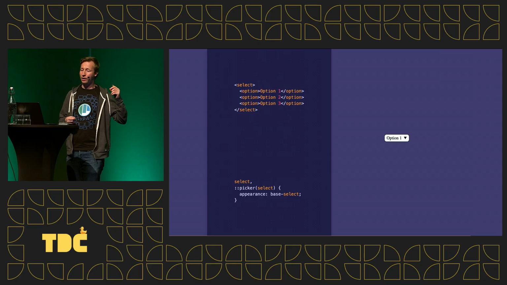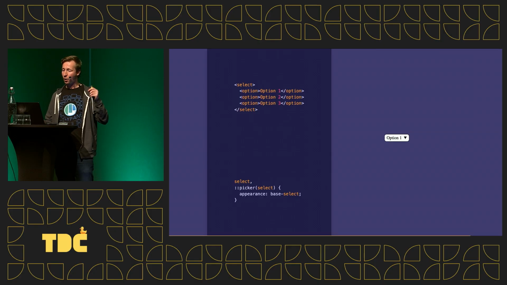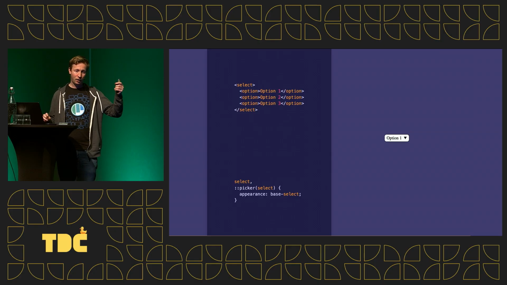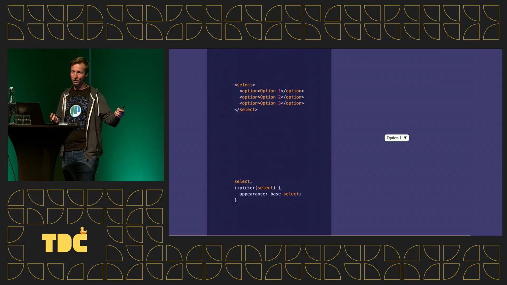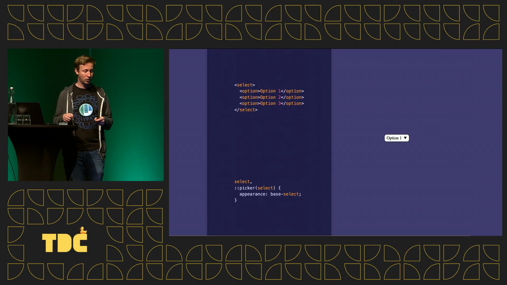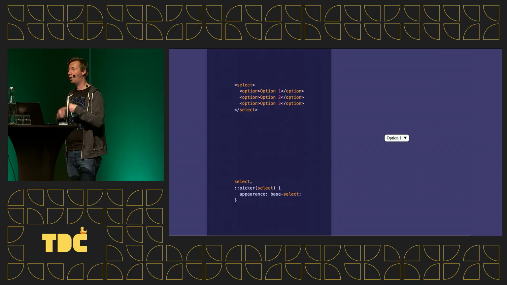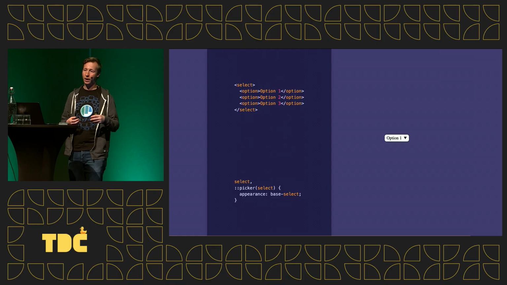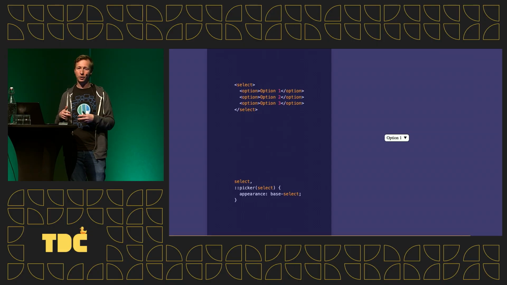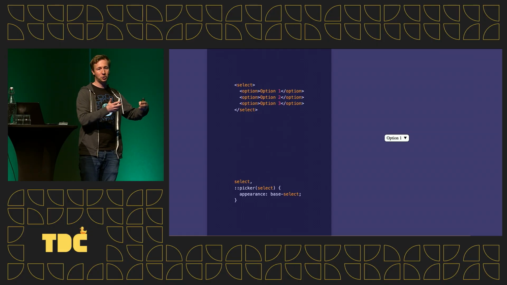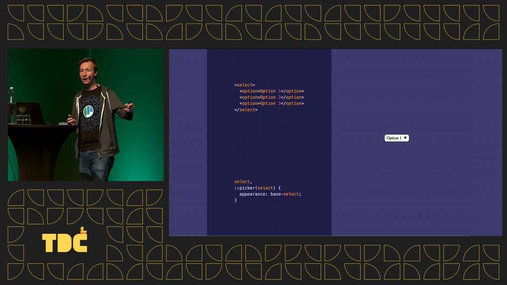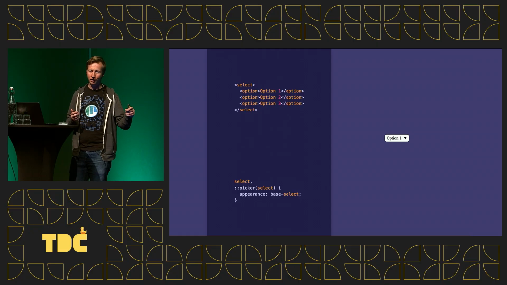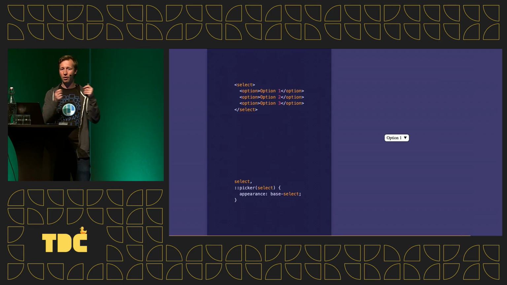Now, I set appearance: base-select both to the select and also to this weird, they call it a pseudo or a function, because it has parentheses, but it's the picker, which is the drop-down of the select. So you have a picker function, and in the picker function you pick which element you want the picker from. So you could even do this selectively for specific selects and not for other selects.